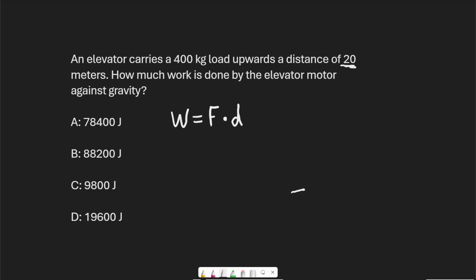We've got an elevator. Let me draw an elevator, and it goes up 20 meters. So the distance the force was applied over was 20 meters. So work is equal to force times 20 meters. And now we have to figure out force. And of course, we're not given force, we're given mass, right? And so that means that the mass is being accelerated, right? It's being accelerated upward. And if a mass is being accelerated, then that gives us force, right? Force is equal to mass times acceleration.